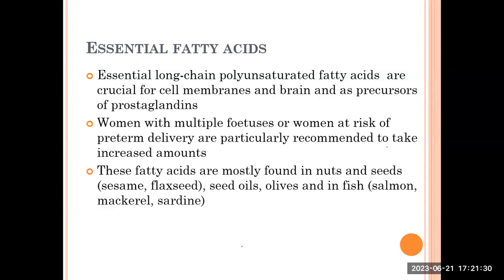Myristic acid, salicylic acid, and so on. They are very, very important. We need to have a rethink about these oils and stop what people are polluting our minds with, saying that we don't need saturated oil.